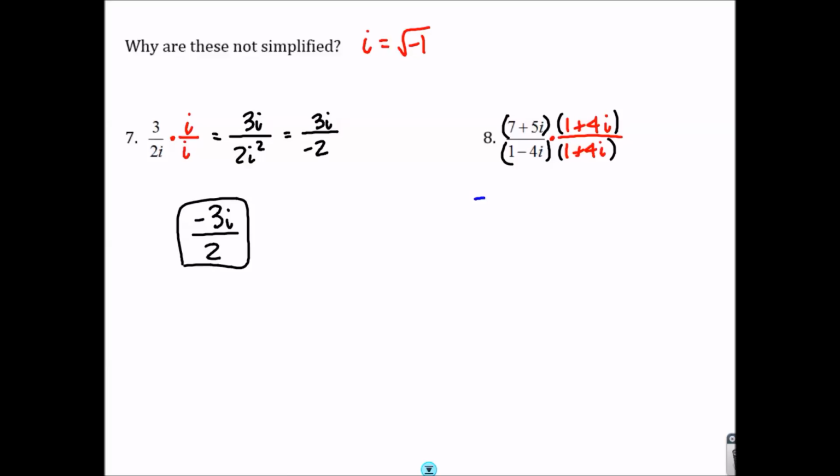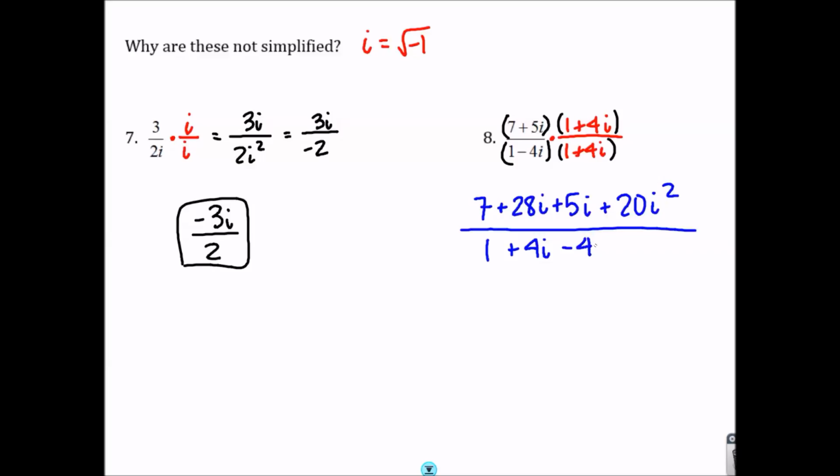So for the numerator, we have 7 times 1 plus 7 times 4i plus 5i times 1 plus 5i times 4i. In the denominator, we have 1 times 1, 1 times 4i, -4i times 1, and -4i times 4i.